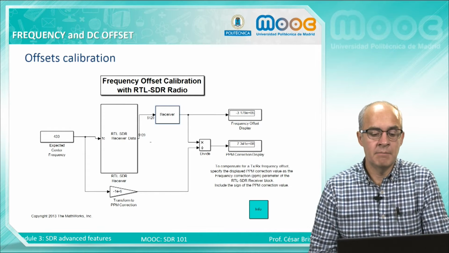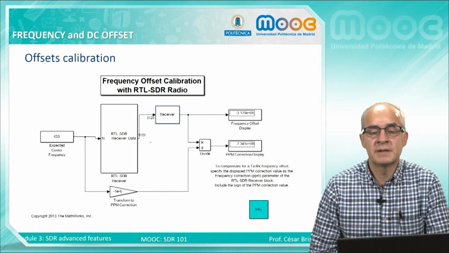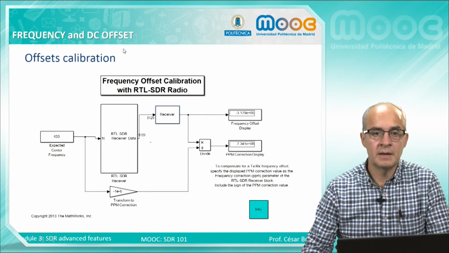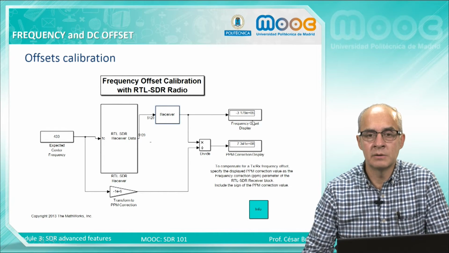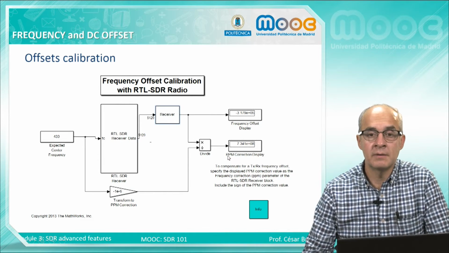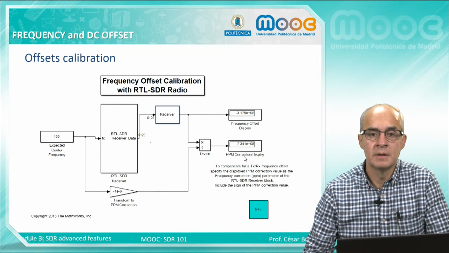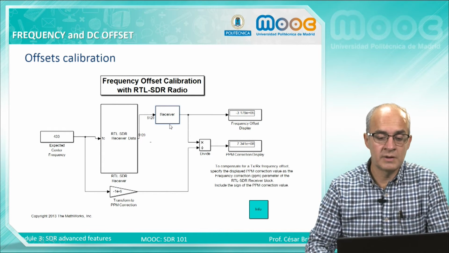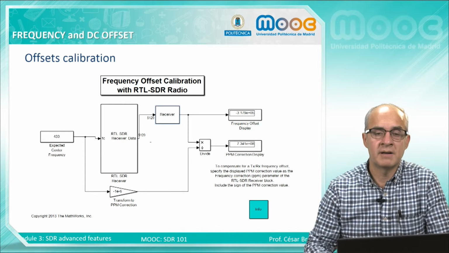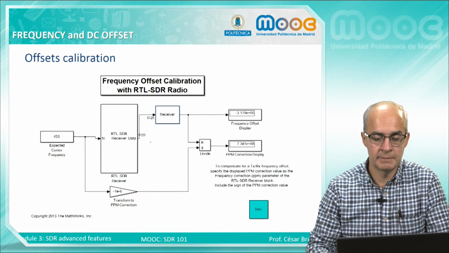This is the block diagram for offset calibration. It has the RTL SDR with the frequency input, and here we have one block called receiver. Then there are two displays, one for the frequency offset and another one for the frequency offset in parts per million. This value is the value that we can input in the SDR to cancel the frequency offsets of the internal clock. These frequency offsets are important to have an exact frequency accuracy.